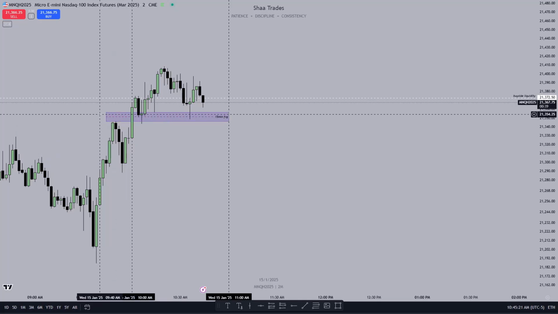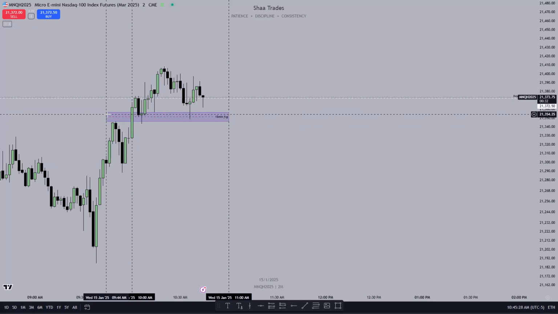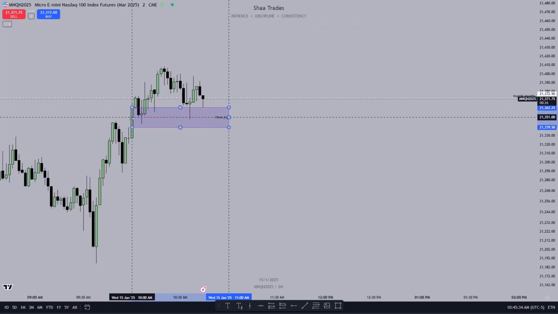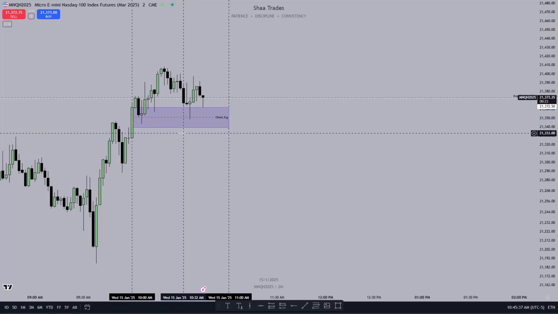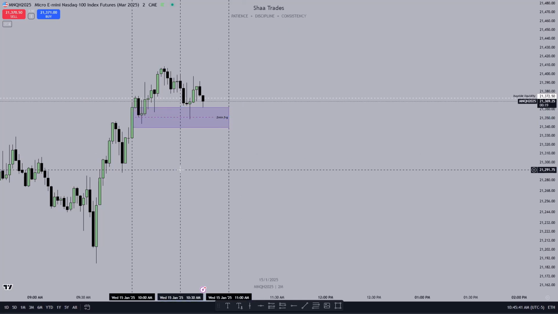So I'm going to mark out this 15-minute fair value gap there. And I'm just going to mark out this as a 2-minute fair value gap.